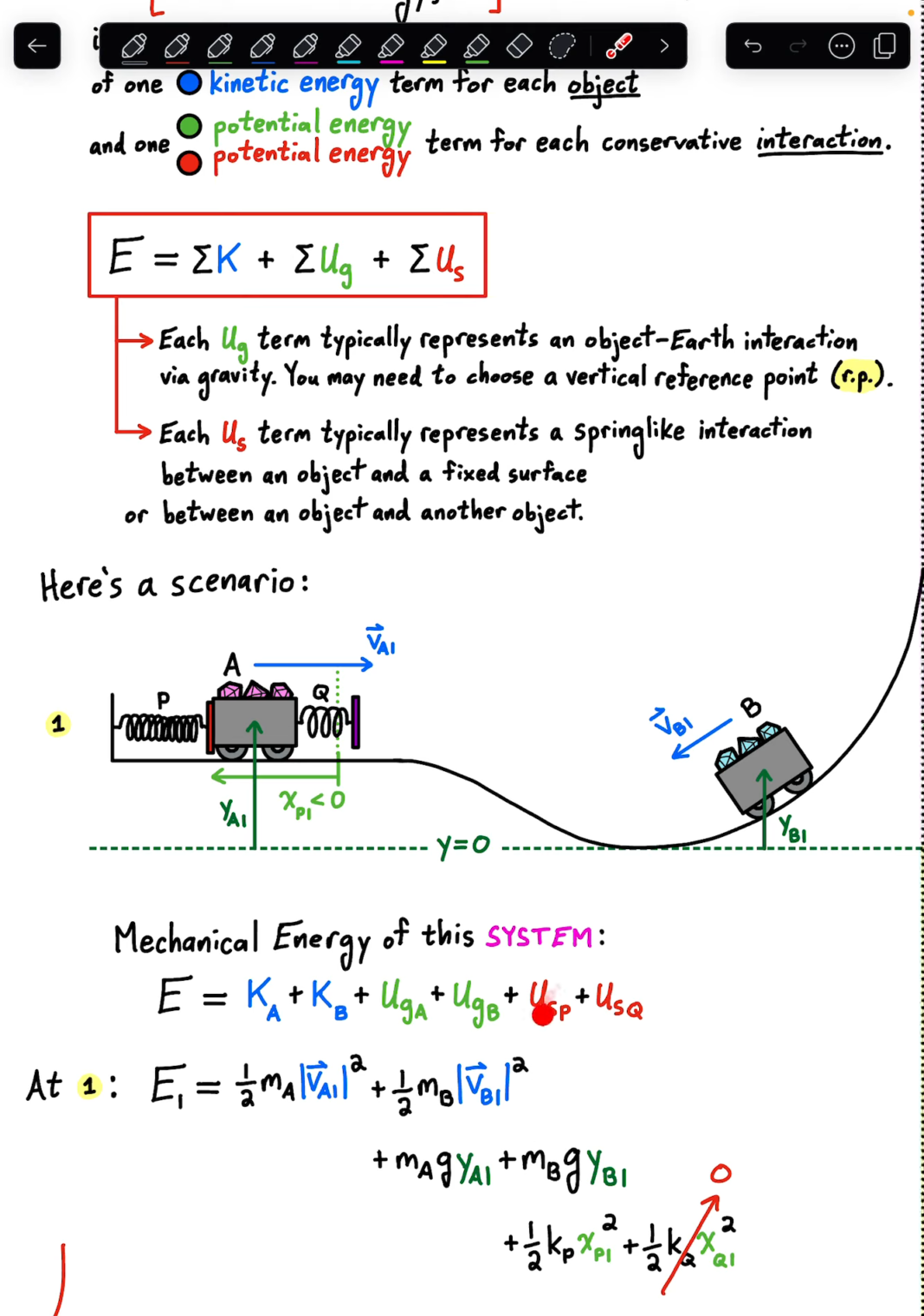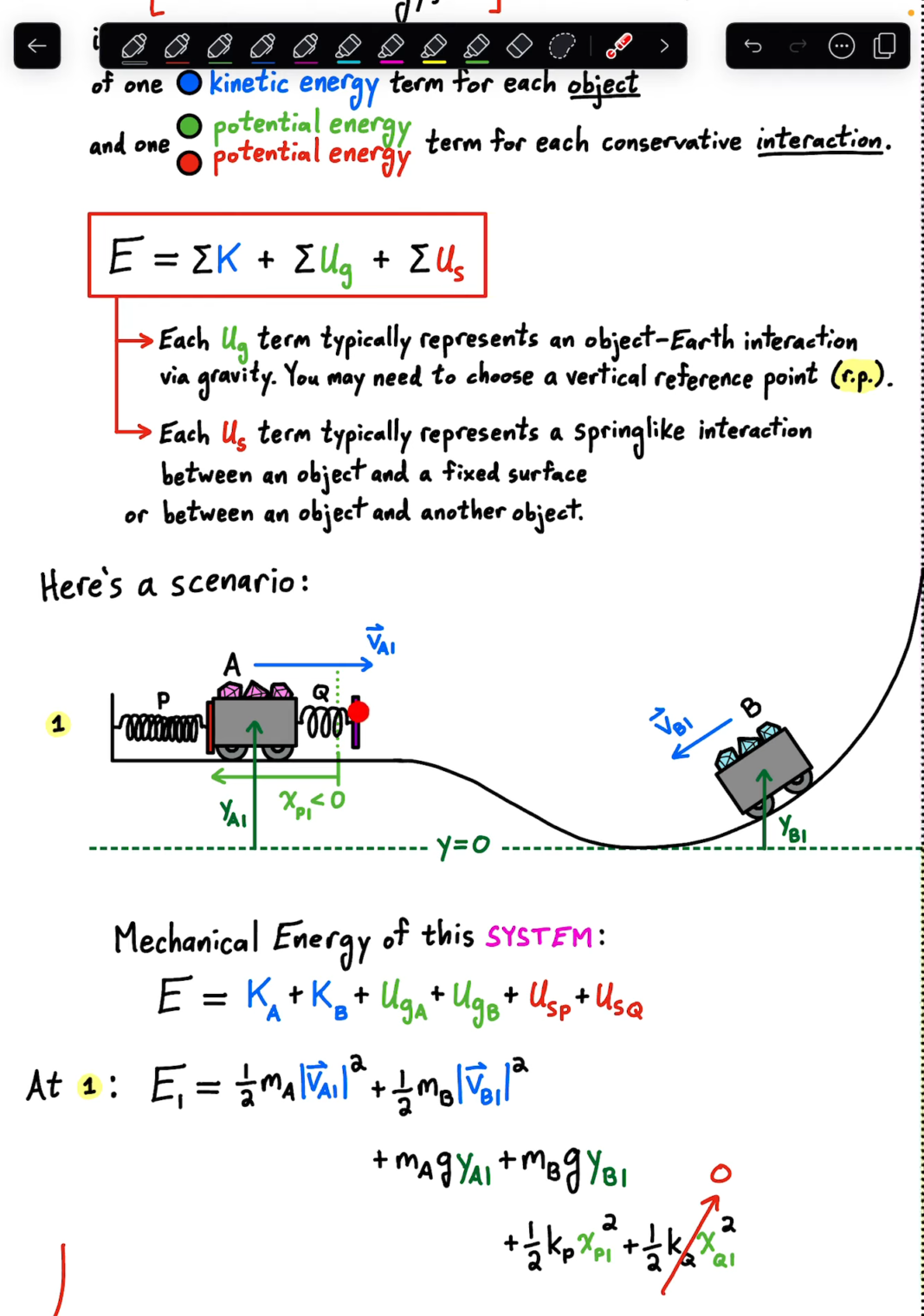Now, as for our springs, one of them is compressed at this moment, spring P, so it's storing spring potential energy. That'll be given by this expression, 1/2 kx squared. K, the stiffness of spring P, and then xp1, the displacement of spring P from its natural unstretched position. 1/2 kp xp1 squared, that's the elastic potential energy being stored in this spring at this moment.